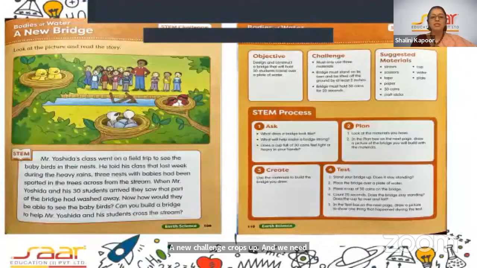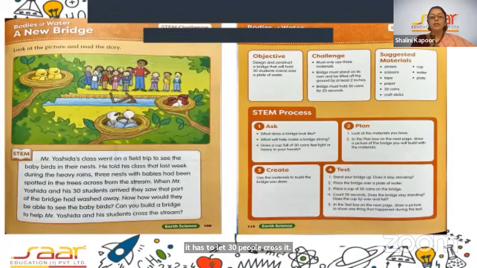So that's the case with Mr. Yoshida too. So the children need to build a bridge. The bridge has to be sturdy enough that 30 people can cross it. First of all, it needs to stand over the stream. Second, it has to let 30 people cross it.